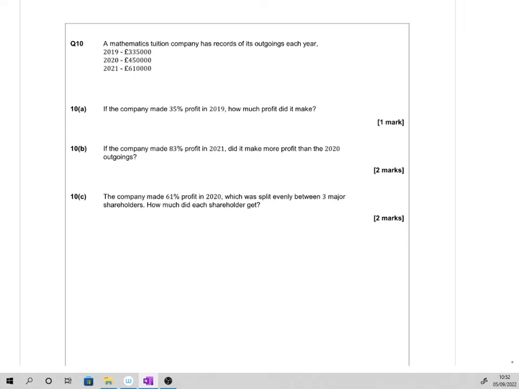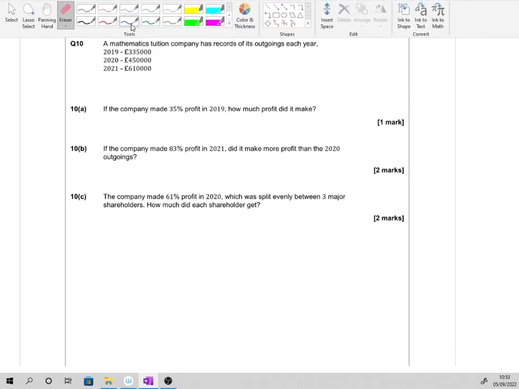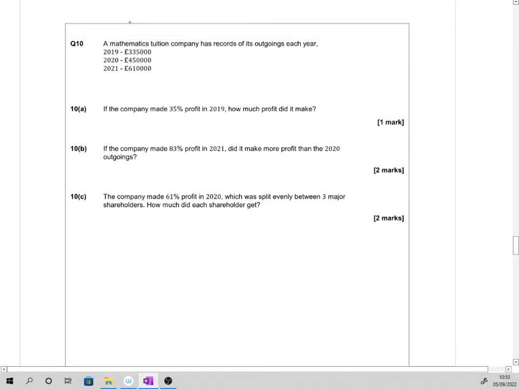Okay. A mathematics tuition company records its outgoings each year. If the company made 35% profit, how much did it make? Profit. So that represents 135%. Oh no, that's outgoings. Right, okay. Get there in the end. So we've got to make 35% more than that.